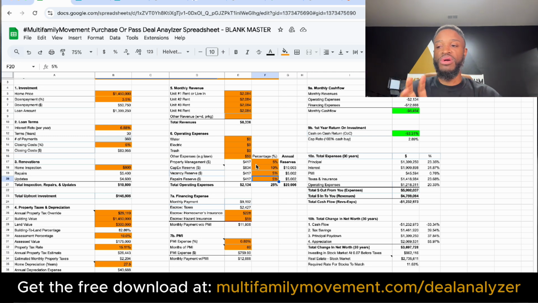So be very careful when a real estate agent says, I have a deal for you. If they don't know what the cash on cash return is, if they haven't done this analysis, then they don't know if it's actually a deal, all right?